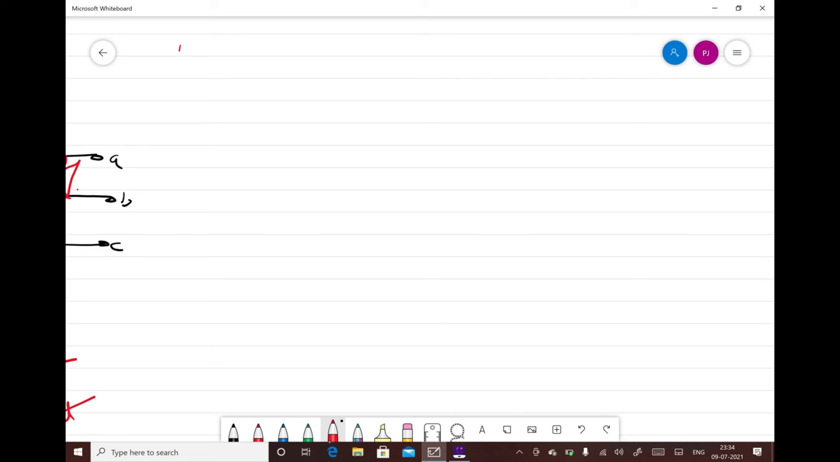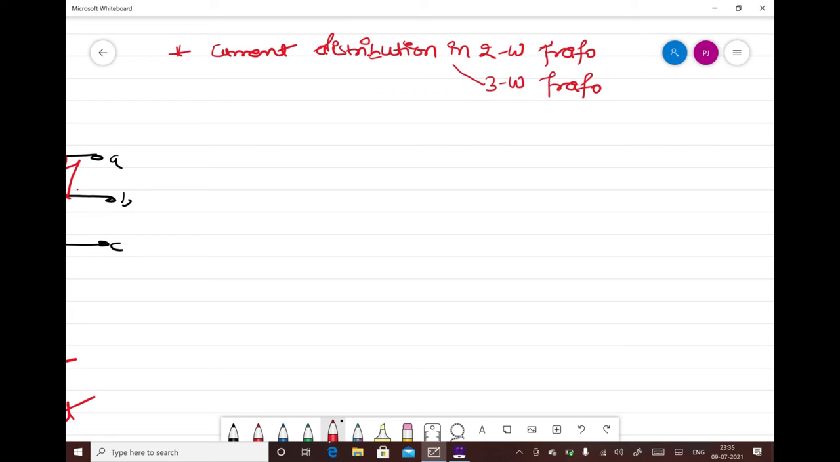Now in the next session we will discuss the current distribution in two winding transformer. Also we will discuss the current distribution in three winding transformer, and most importantly the auto transformer. During our discussion on auto transformer, we will discuss the current distribution in auto transformer with tertiary delta.